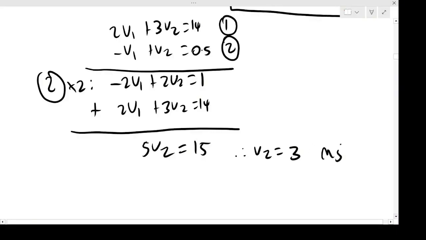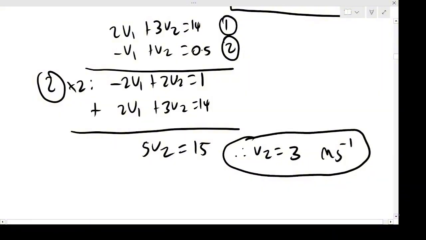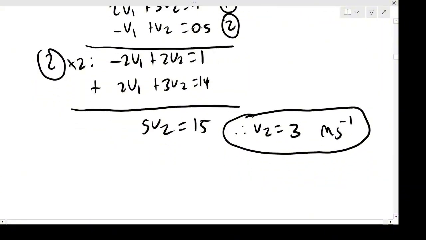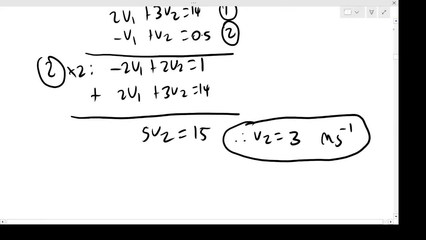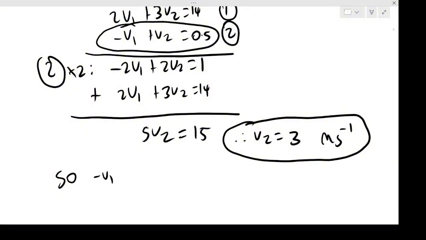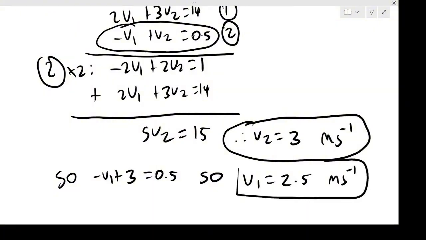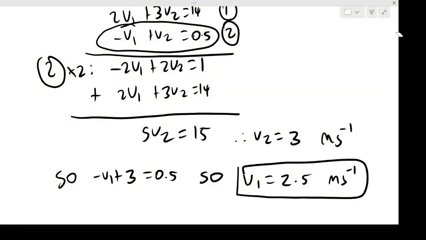So that is the speed of the second particle, the second ball, v2. Now we need to find v1. That's quite easy because now I could just substitute it into one of the equations. Let's substitute it into the second one here. So minus v1 add v2, which is 3, equals 0.5. So that means v1 is going to equal 2.5. And there we are. So I've got my two final speeds there.